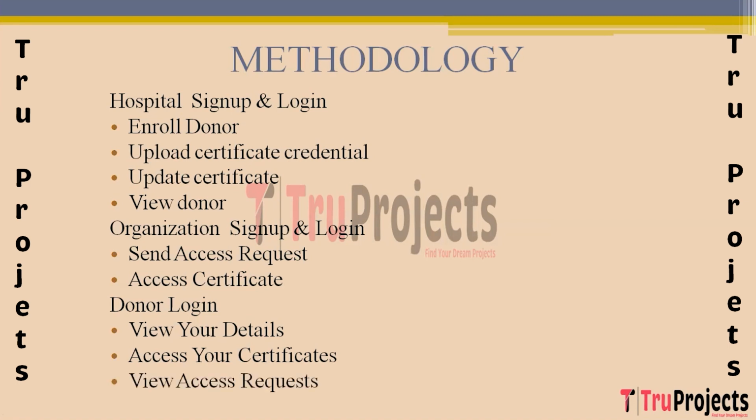And the last module is View Access Requests. So donors can see requests from organizations seeking access to their certificate credentials. They have the ability to accept or deny these requests, maintaining control over who can access their information.